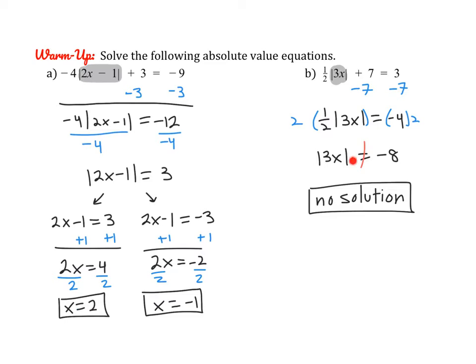For part B, when you go to isolate, you should notice that we get absolute value of 3x equals negative 8. The result of an absolute value should always be positive, so this answer does not exist, so we write no solution.